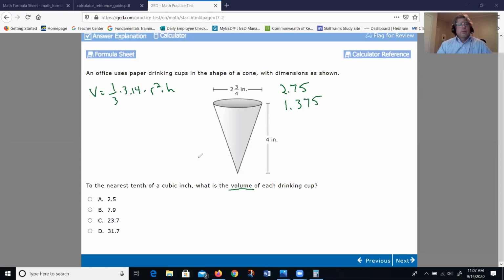So when I do this math here, I got to do this 1/3. 1/3 basically just means to divide by 3. So I'm just going to go 3.14 times 1.375 times 1.375 times the height, which will be 4. And then I'm just going to divide that all by 3, since I don't have that fancy calculator. So see if that will help us determine the volume for this thing.